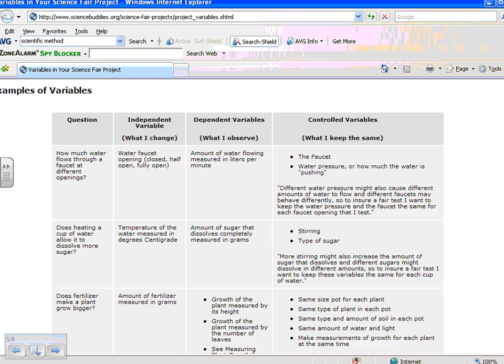All right, another example down here. Does fertilizer make a plant grow bigger? So in that case, you would change the amount of fertilizer. And grow bigger is kind of vague, right? So you've got to figure out what you're going to measure. Are you going to measure height? Are you going to measure weight? Are you going to measure width? So here are some things they said they could measure. Now this one would be kind of tough to do because there are a lot of variables.